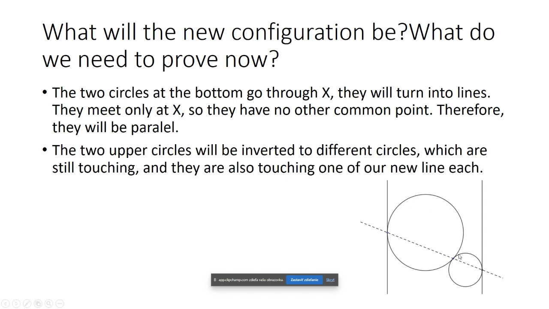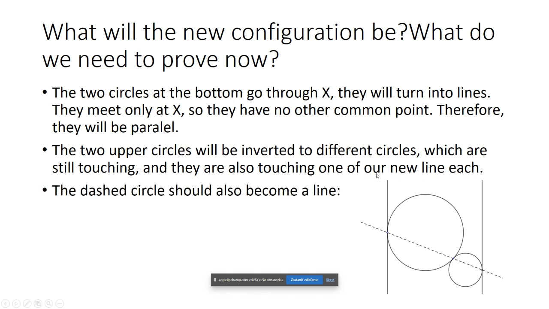The upper circles will become these. They will be inverted to different circles which are still touching, and they are also touching one of our new lines each. And the dashed circle should become a line. So now even the problem statement changed. Instead of proving that 4 points lie on a circle, we have to prove that 3 points lie on a line. What happened to the fourth point? The fourth point was x, which got transformed, or inverted, into this infinity point, right?